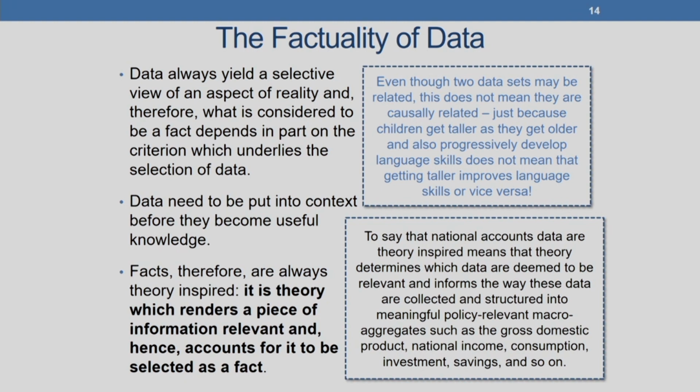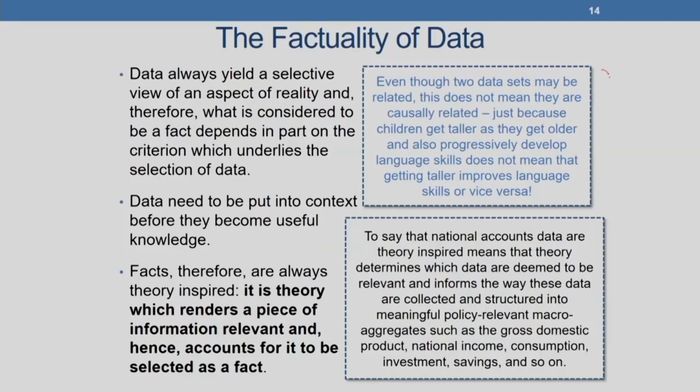Now, data always yield a selective view of an aspect of reality, and therefore, what is considered to be a fact depends in part on the criterion which underlines the selection of data, and data need to be put into context before they become useful knowledge. So, facts are therefore always theory inspired. It is theory which renders a piece of information relevant and therefore accounts for it to be selected as a fact. What is a factual piece of evidence is something that also has to be theory inspired. How do we look at that factual piece of evidence? Look at this example here.